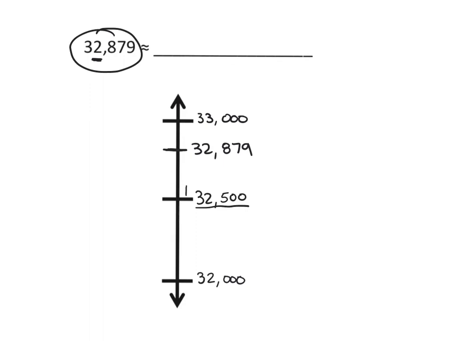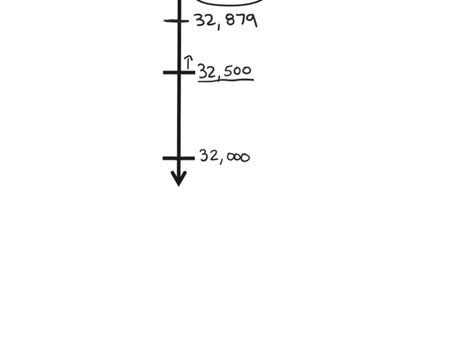And since it is above that midpoint of 32,500, I know I'm going to round this value to 33,000. So I can say that 32,879 is approximately 33,000 when rounding to the nearest thousand.